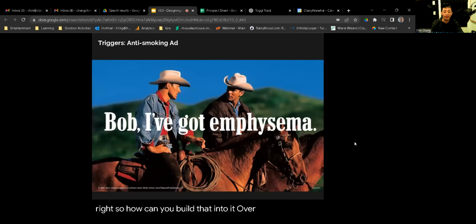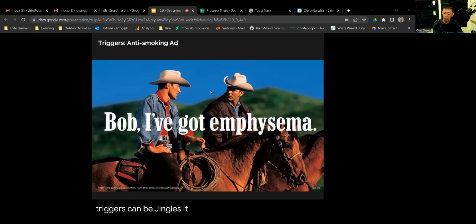I'm going to skip over that. This one here, you can see with this anti-campaign ad, it's actually a trigger based on a common association that you see from a quote-unquote competitor. And in this case, when you see that image, if you are familiar with it, you're probably a millennial like myself. And this brand you would know is Marlboro, the cigarette company. And when you see it, you think, oh, cigarette. And then, Bob, I've got emphysema, right? So it makes you immediately think of smoking right away. So what is the trigger that you can leverage in order to get people to think of your product or service?